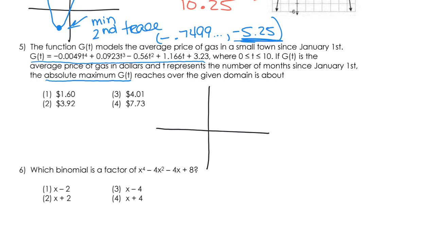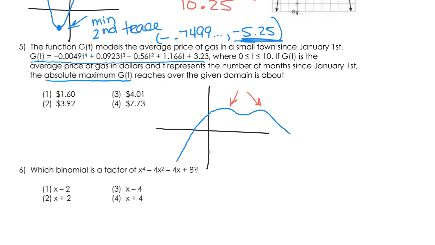And this is what I see, guys. This comes up, curves, dips down a little bit, goes back up a little bit, and then goes off my screen. It says the absolute maximum g of t reaches over the given domain. My problem is I'm not sure if the maximum is here or here. They almost look like they come up the same amount, so I'm going to have to find two maximums.